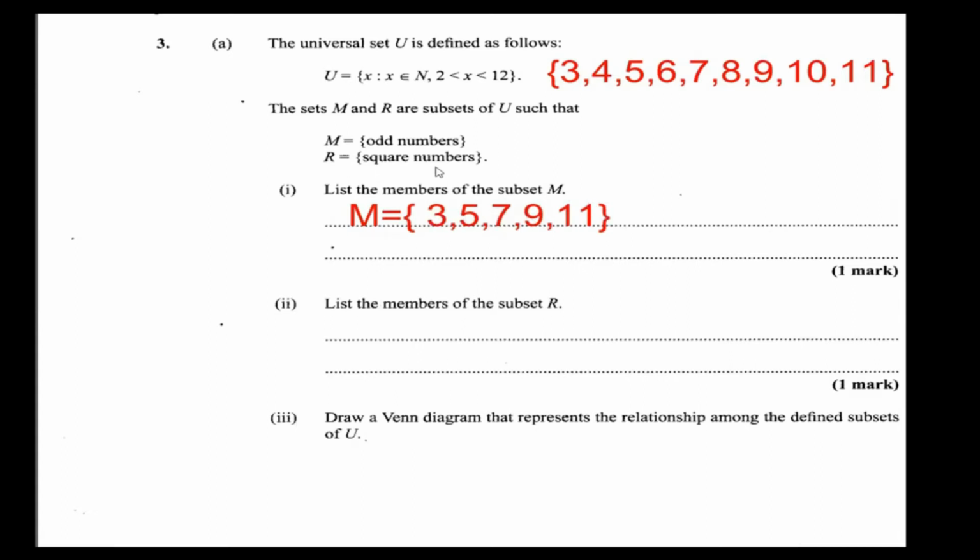It says R are square numbers. When it's talking about square numbers, it's talking about perfect square numbers. So what are the elements of R? Well, I can rewrite the number 4 as 2 squared, so 4 is a square number. And 9 is also a square number, because 9 can be written as 3 squared. And so those are the two square numbers, 4 and 9.